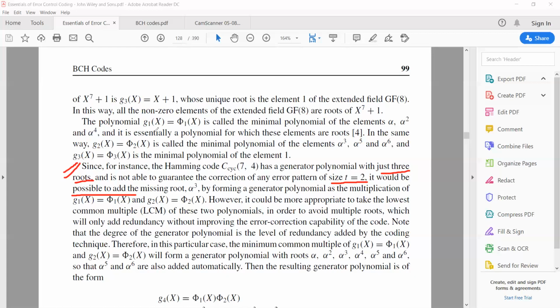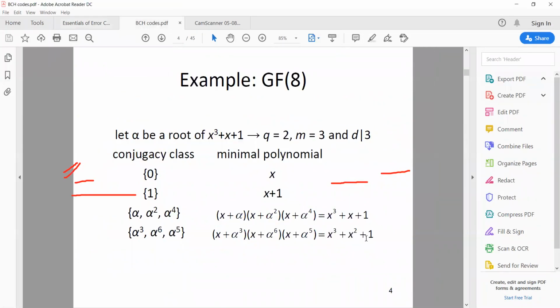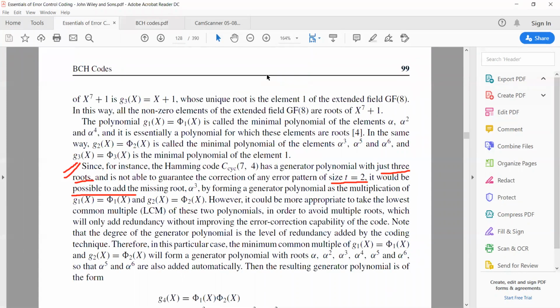What is g2(x)? g2(x) equals x cube plus x square plus 1, right? That means we are dealing with this, but we are facing a problem because we have only 3 roots. We need another roots. So that's why we consider another possible polynomial equation and its roots, like alpha cube, alpha to the power 6 and alpha to the power 5. So that's why we are multiplying g1(x), that means this is g1(x) and this is g2(x), we have considered in the book.